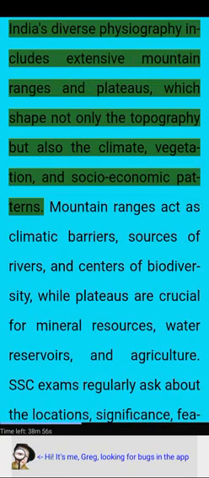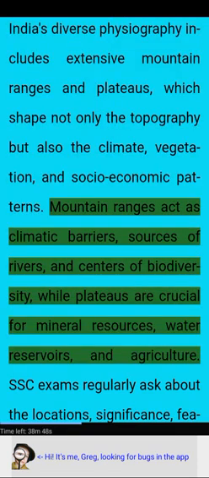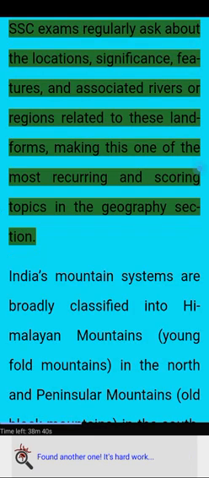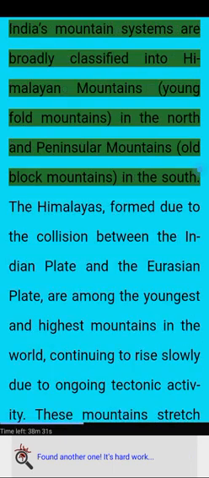India's diverse physiography includes extensive mountain ranges and plateaus, which shape not only the topography but also the climate, vegetation, and socioeconomic patterns. Mountain ranges act as climatic barriers, sources of rivers, and centers of biodiversity, while plateaus are crucial for mineral resources, water reservoirs, and agriculture. SSC exams regularly ask about the locations, significance, features, and associated rivers or regions related to these landforms, making this one of the most recurring and scoring topics in the geography section.